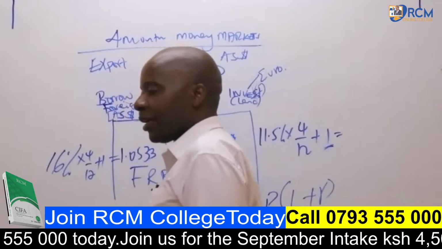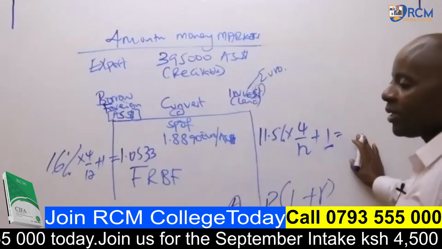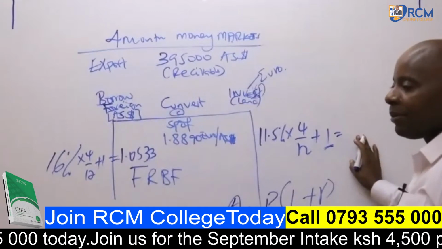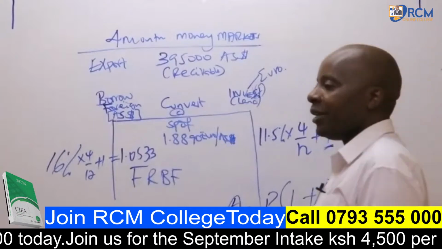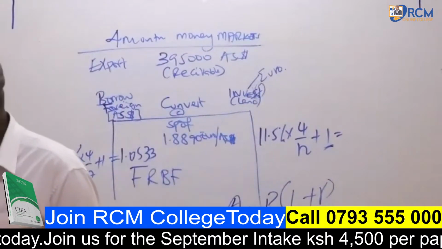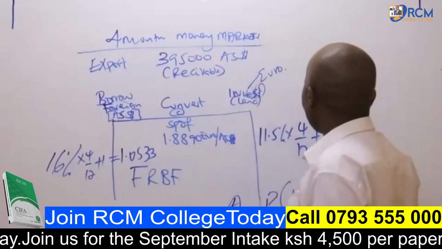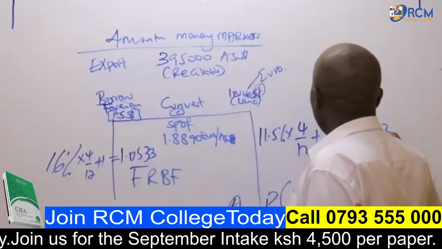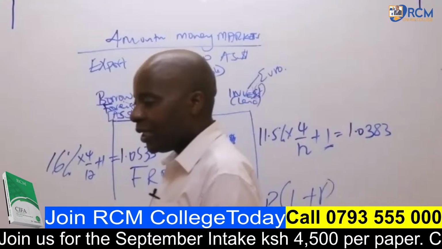1.0533. Great. How about the other side? Times 4 over 12 plus 1. Where did I get the 4 from? 4 months. Remember, our interest rates are normally annualized. So the answer is 1.0383. Thank you very much.